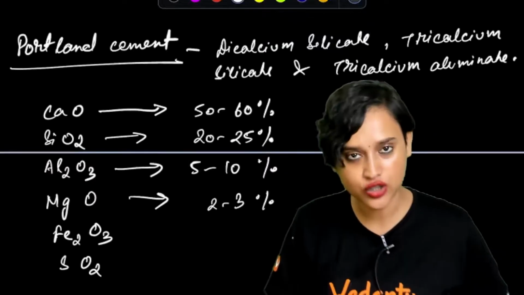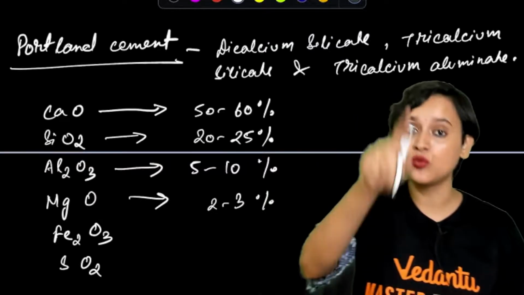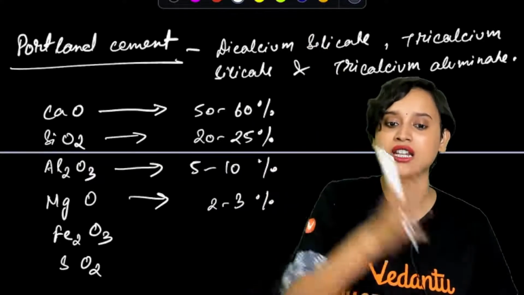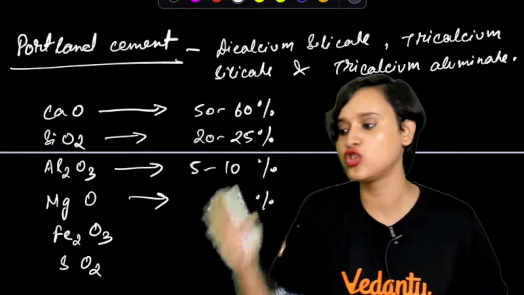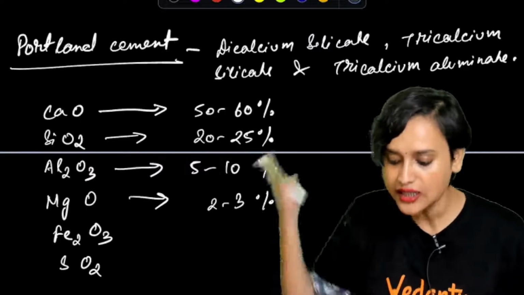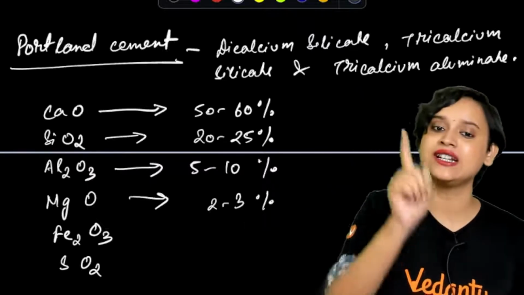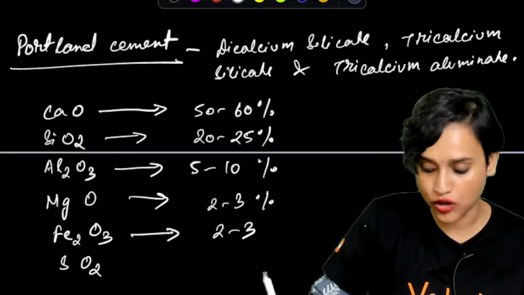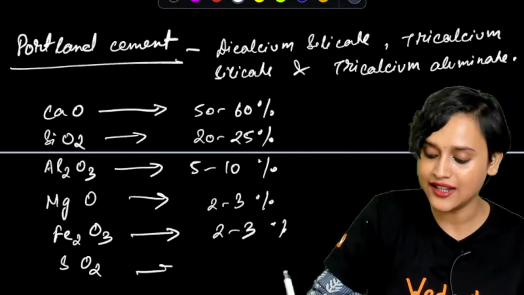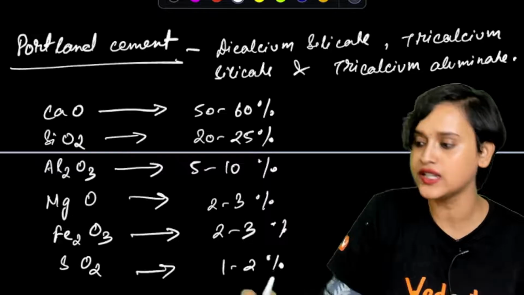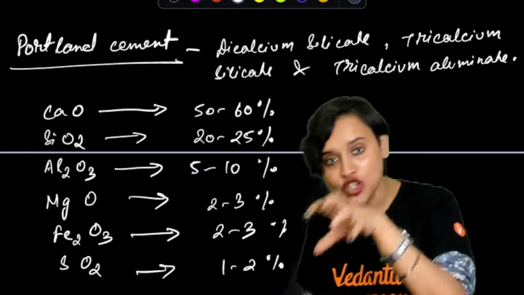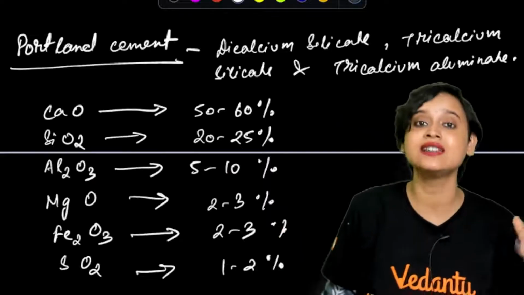Understood? Now in the cement, you will also have calcium oxide, silicon dioxide, Al2O3, magnesium oxide, Fe2O3, SO2. These are also present in the Portland cement. Fe2O3 will also be about 2 to 3% and SO2 will be 1 to 2%. These are the percentages of oxides that are present in the cement.